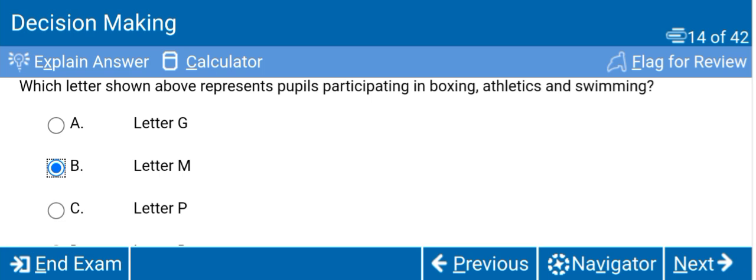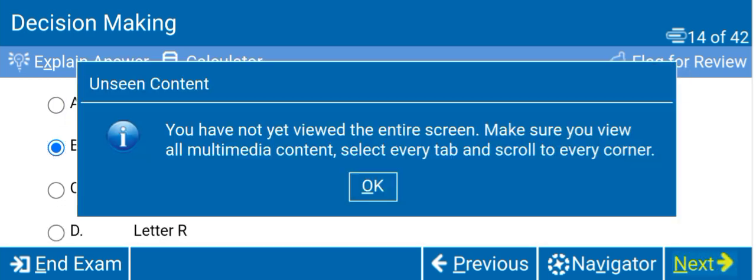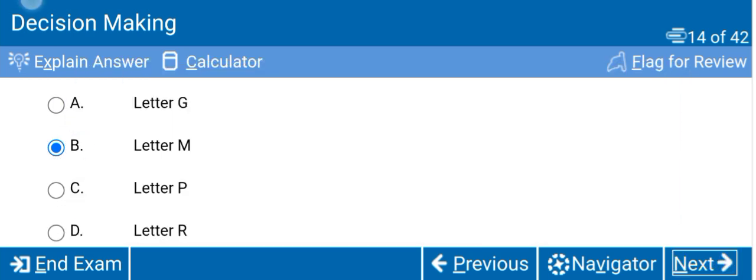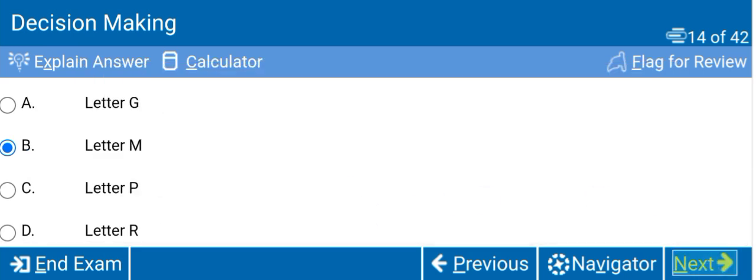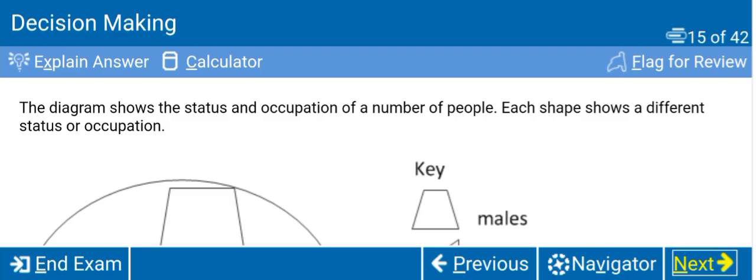Okay, so here we go with the next question. If you have not viewed the whole screen, then they will give you this option. This option will pop out, so that's why you will have to watch the whole screen.